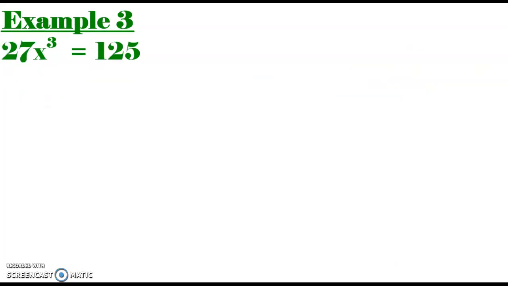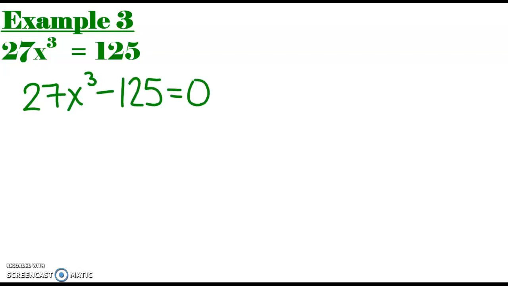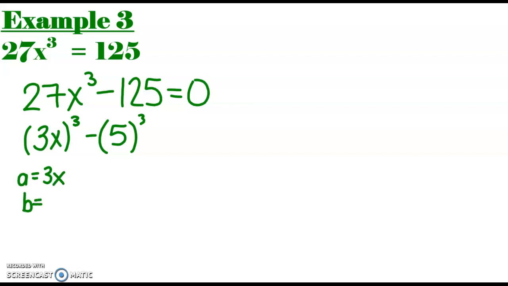All right, if we're going to solve by factoring, we are going to have to get it equal to 0. So I'm going to subtract 125. So I've got 27x cubed minus 125 equals 0. So this is a difference of 2 cubes, right? This is a difference of 2 cubes because 27x cubed is the same thing as (3x) cubed, minus 125 is 5 cubed. So following our pattern, A is going to be 3x and B is going to be 5.